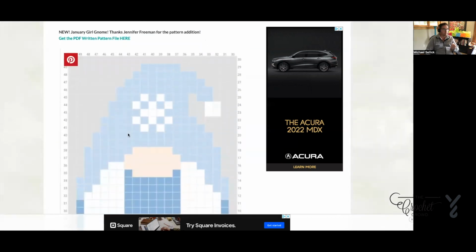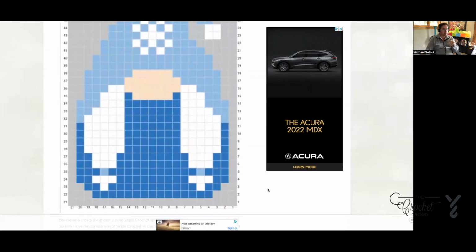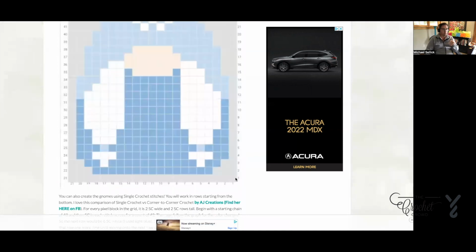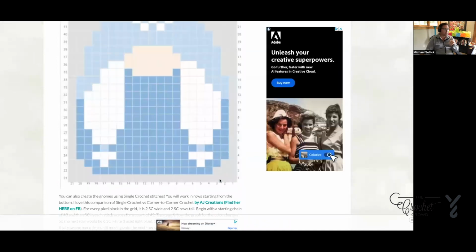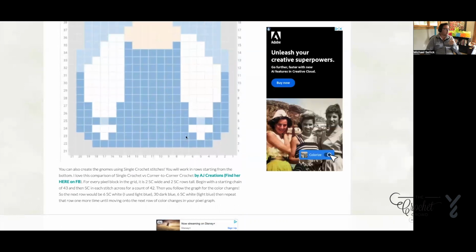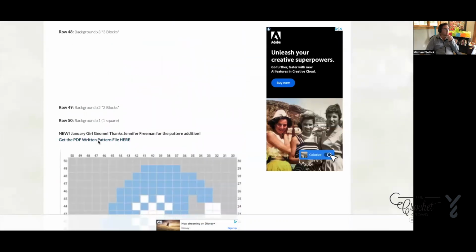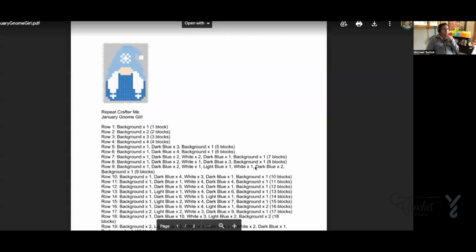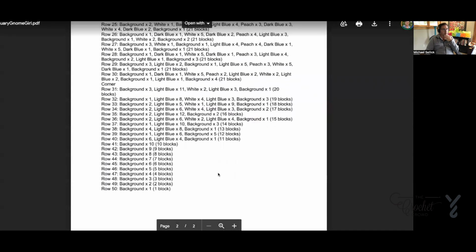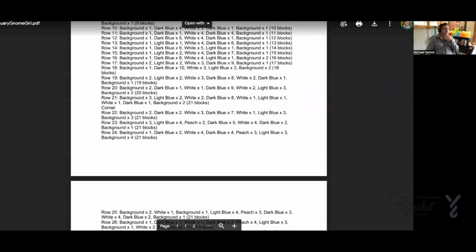So you can do the year of the gnome with Sarah from Repeat Crafter Me. On these graphs, you just follow from one side to the other. Let's click on top of it and see what she has. It says you can download and get the written pattern format here. So you can get the written pattern formats that you see in order to do this kind of concept. It's a really neat idea.